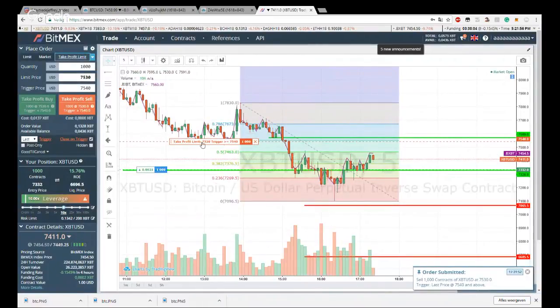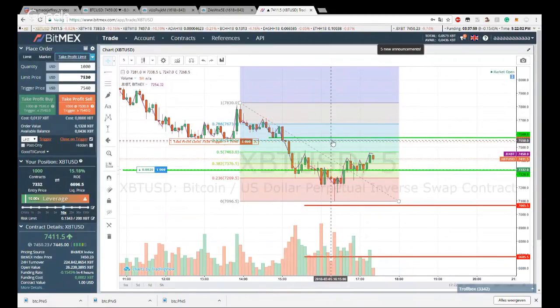And now you can see take profit. The trigger is 75.40. So if the price goes here, it will start taking profits. And it will continue to take profits until you have pushed the price down to 75.30, or until your position is sold.